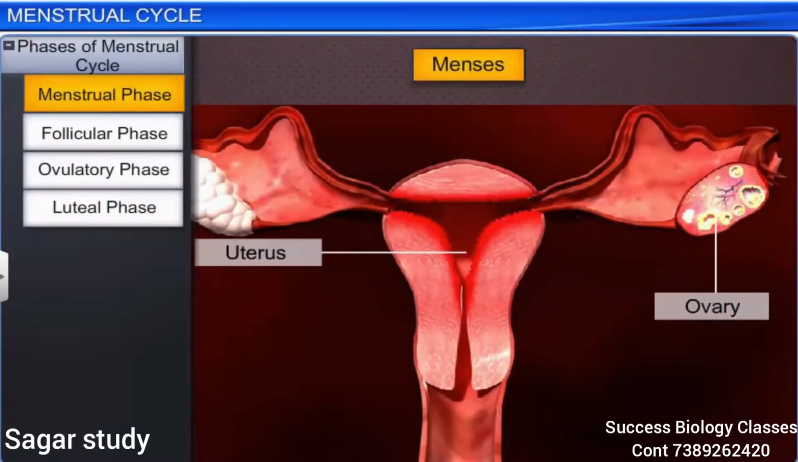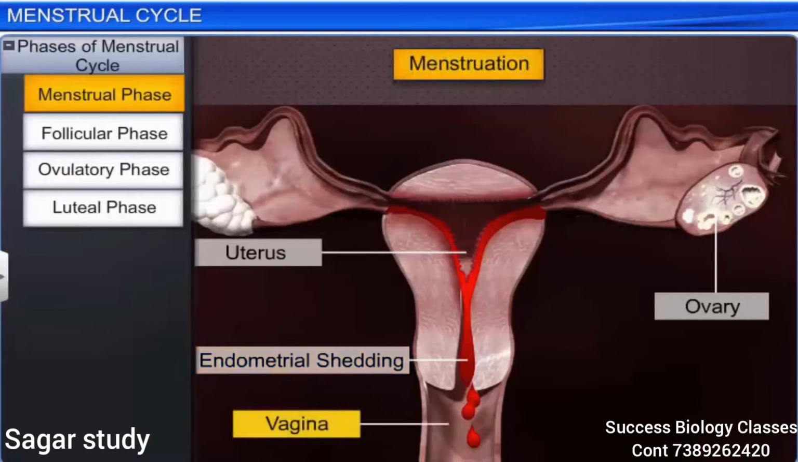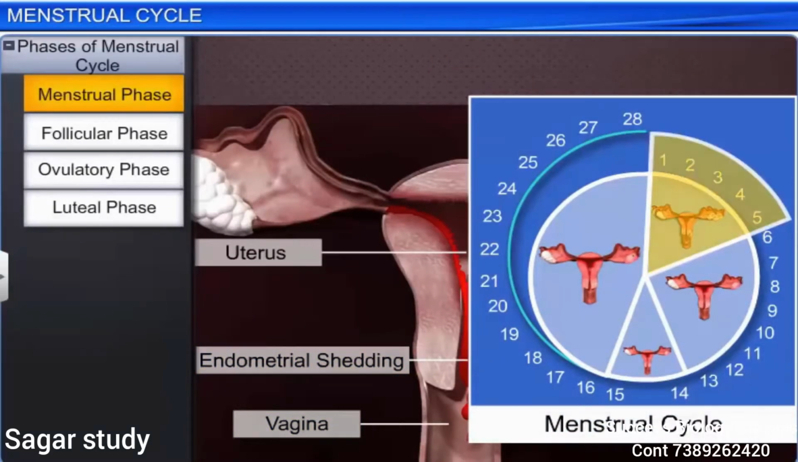For instance, during the menstrual phase, the endometrial lining of the uterus and its blood vessels break down and mix with blood, mucus, and other cell debris to form menses. The menses are discharged through the vagina as menstruation or menstrual flow, which lasts for 3 to 5 days from the beginning of the menstrual cycle.